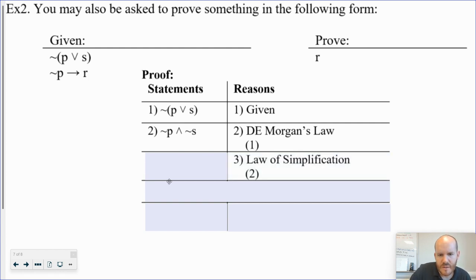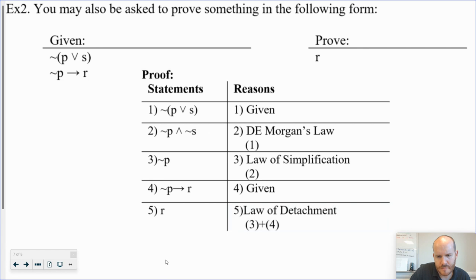But I could use the law of simplification on this line to conclude that not P must be true, because these must both be true together. Then if I pull in that second premise, I could use law of detachment to conclude R, combining lines 3 and 4.